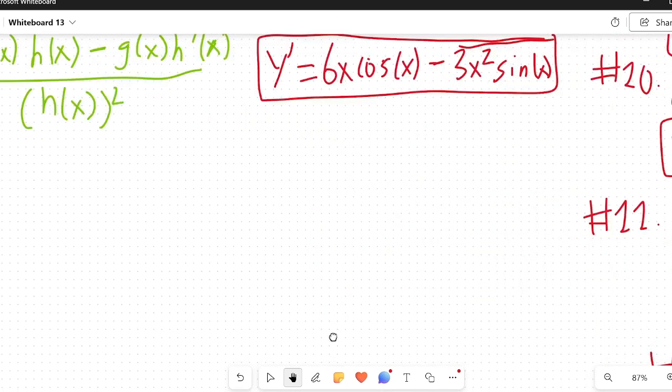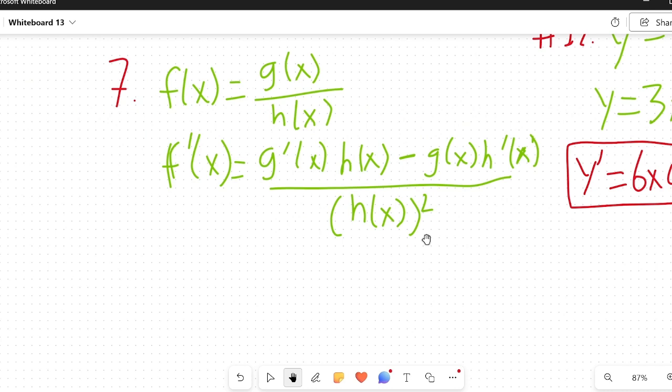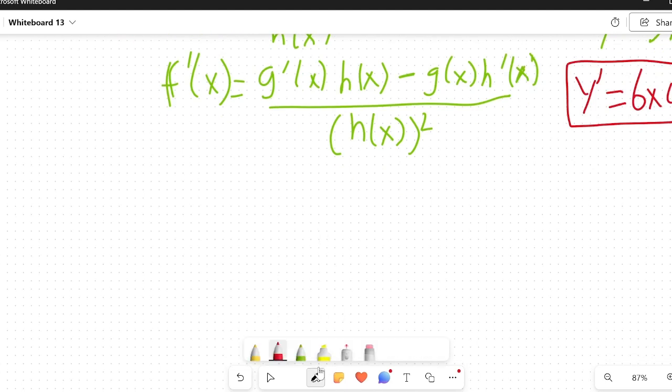So that is going to be our quotient rule, rule number 7. Now we covered the derivatives of sine and cosine, but we never covered the derivatives of any of the other trigonometric functions. So let's talk about the derivatives of the other trigonometric functions.